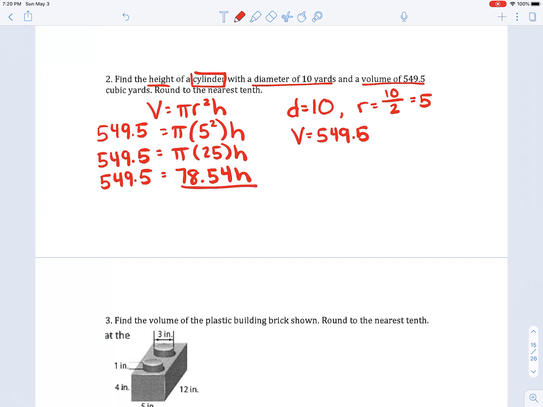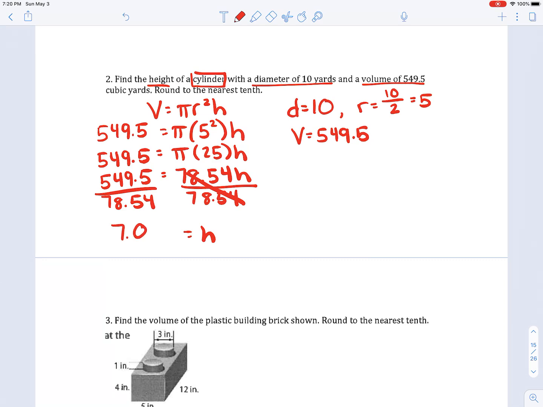Now I have one variable. I'm going to get rid of the 78.54 by doing the opposite. I'm going to divide both sides by 78.54. That way my h is by itself. So I'm going to type in 549.5 divided by 78.54. And at this point, they want me to round to the nearest tenth.